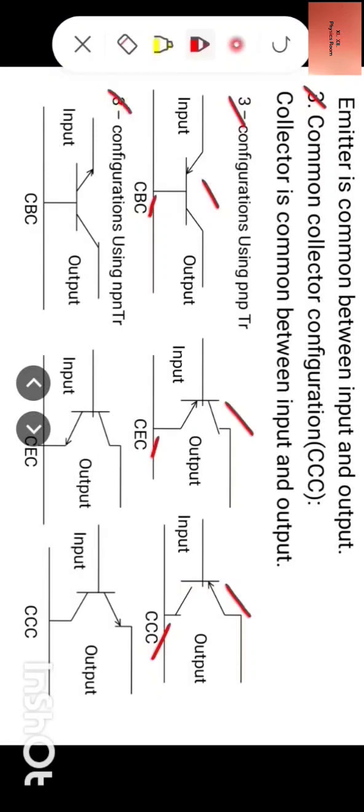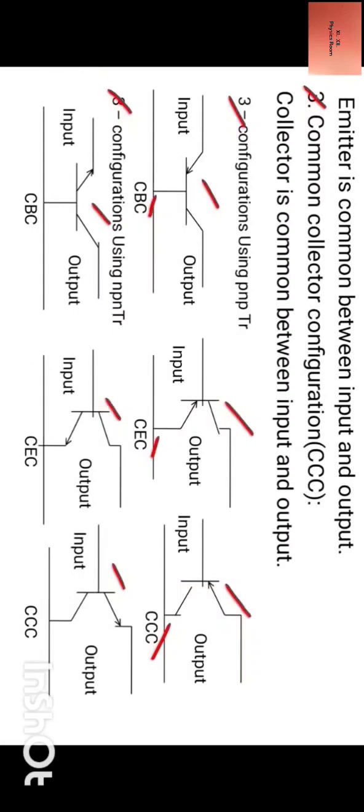Now, three configurations of a transistor using NPN transistor. So this is common base configuration where base is common between input and output. This is common emitter configuration where emitter is common between input and output. This is common collector configuration where collector is common between input and output. So thus these are the three configurations of a transistor.